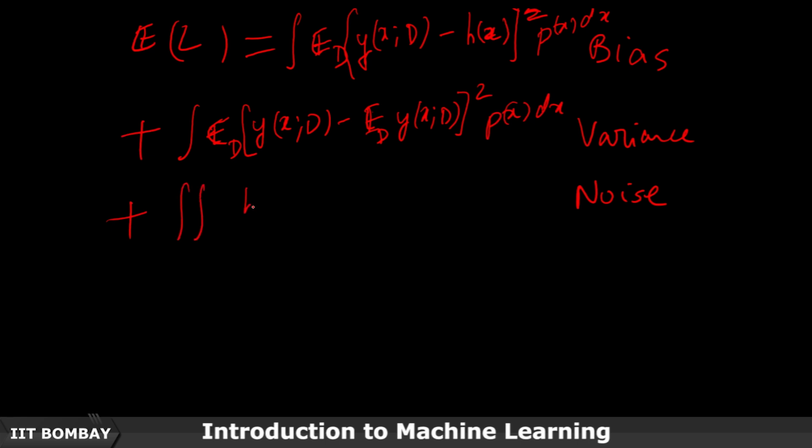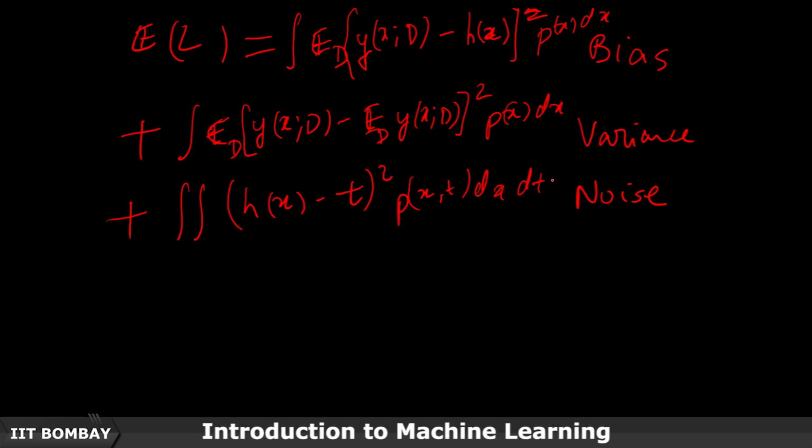and sorry, here it will be plus, and then the third term will be the noise term, which is the double integral of h of x minus t whole squared p of x,t dx dt. Okay. So the derivation apart, it's important to understand the importance of the 3 terms because they give us very important messages. The last term, let's start with the last term.